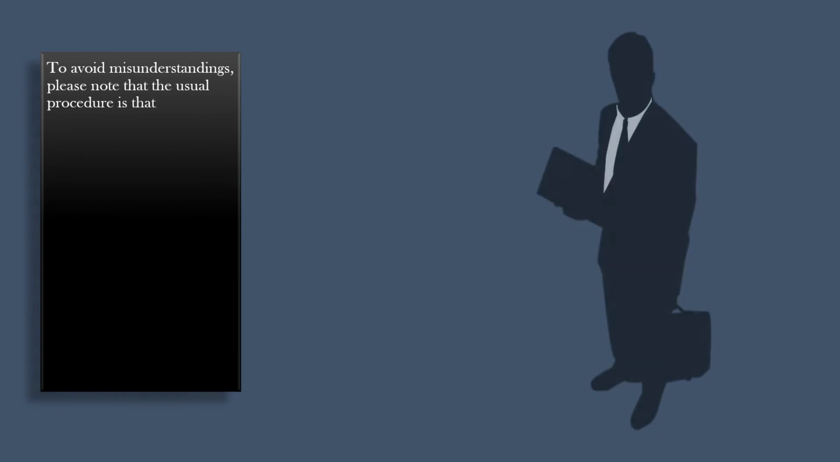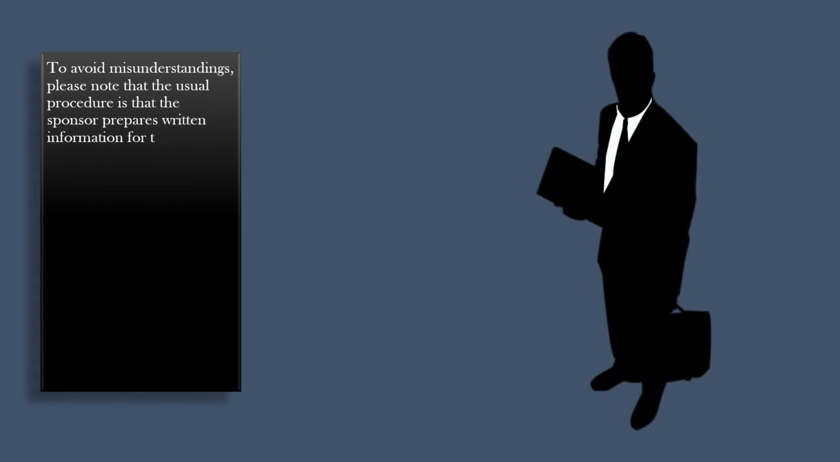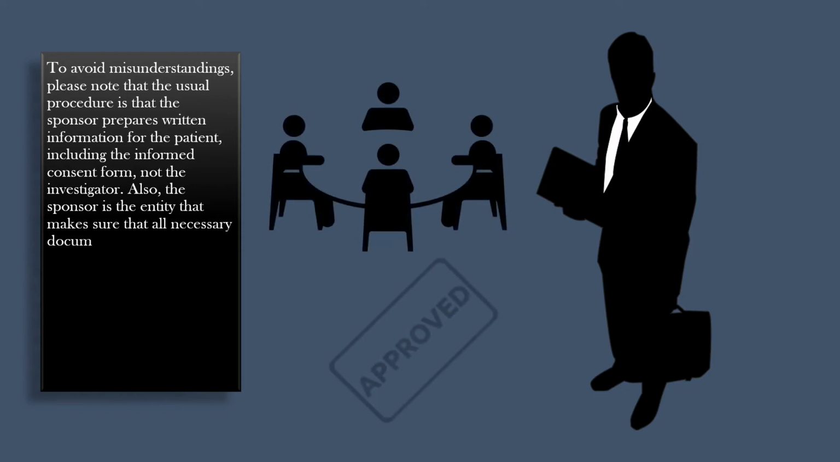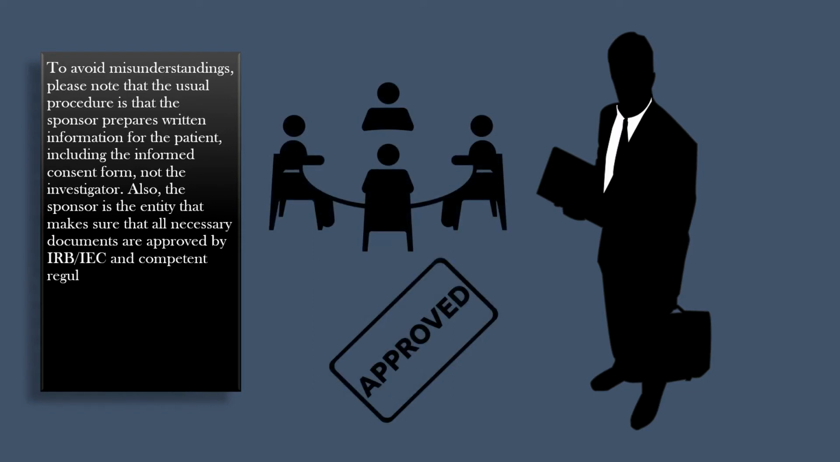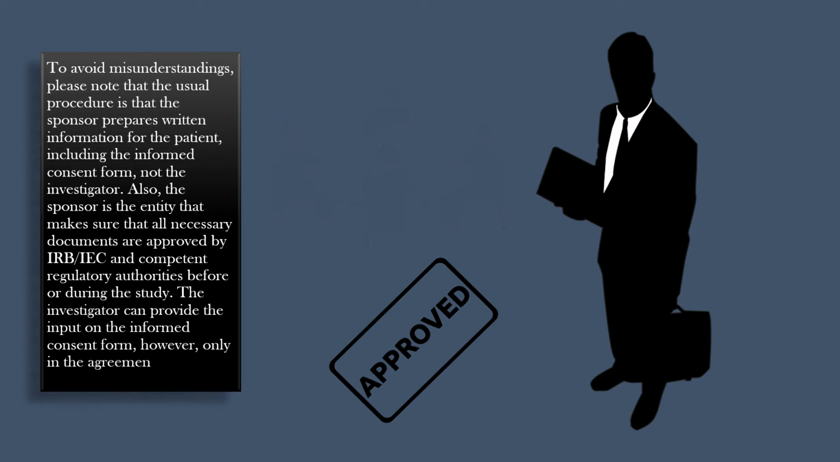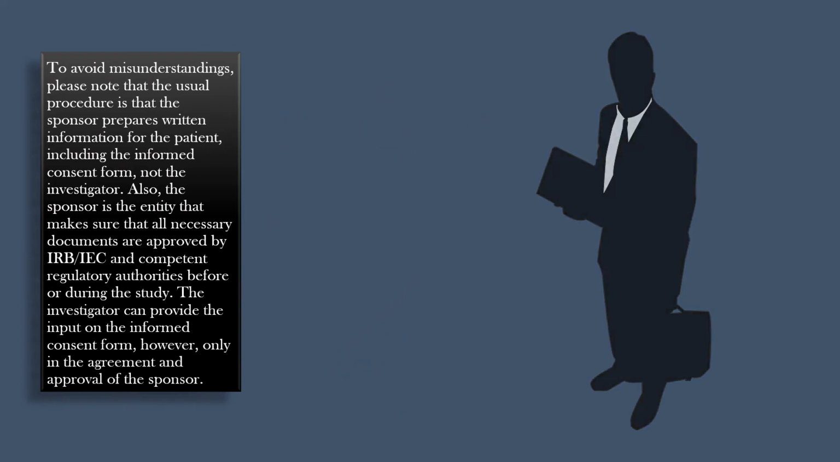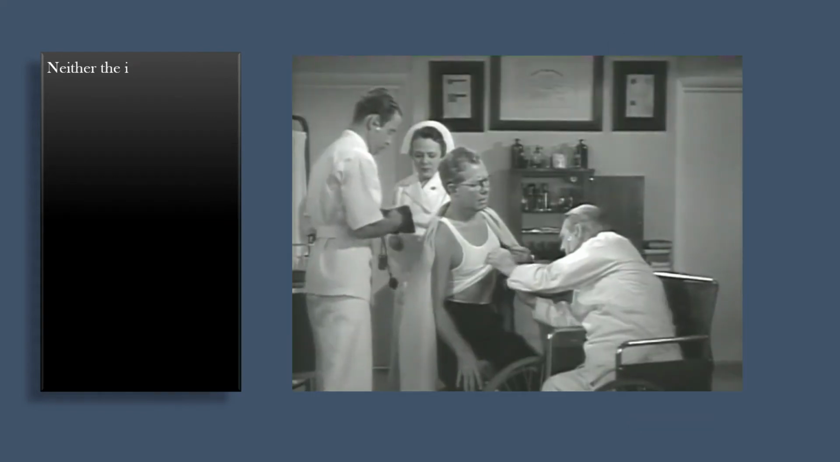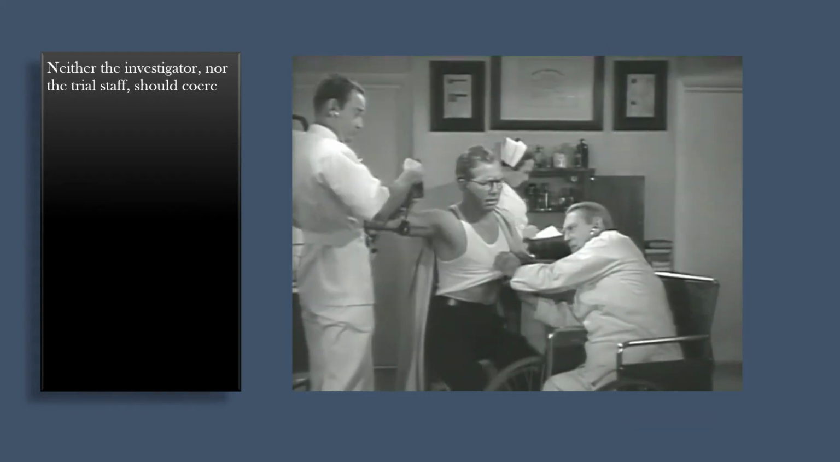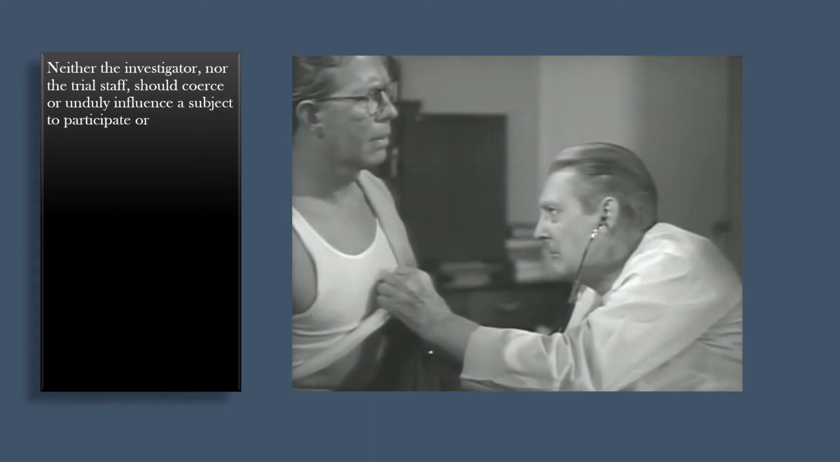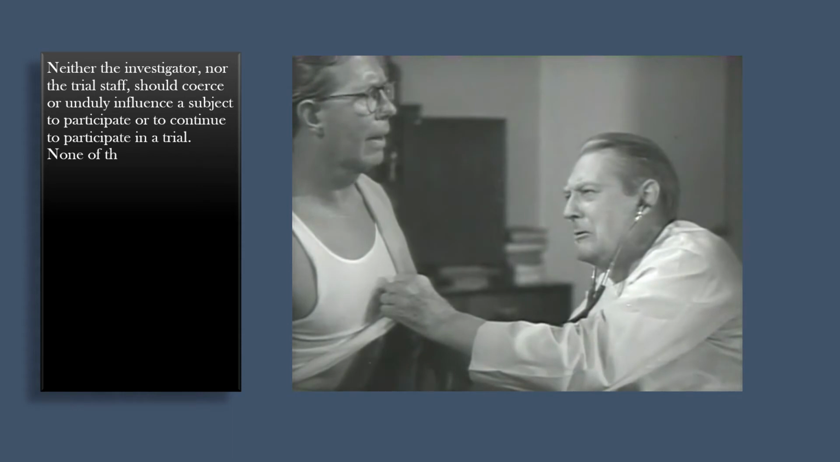To avoid misunderstandings, please note that the usual procedure is that the sponsor prepares written information for the patient, including the informed consent form, not the investigator. Also, the sponsor is the entity that makes sure that all necessary documents are approved by IEC and competent regulatory authorities before or during the study. The investigator can provide input on the informed consent form, however, only in agreement and with the approval of the sponsor. Neither the investigator, nor the trial staff, should coerce or unduly influence a subject to participate or to continue to participate in a trial.